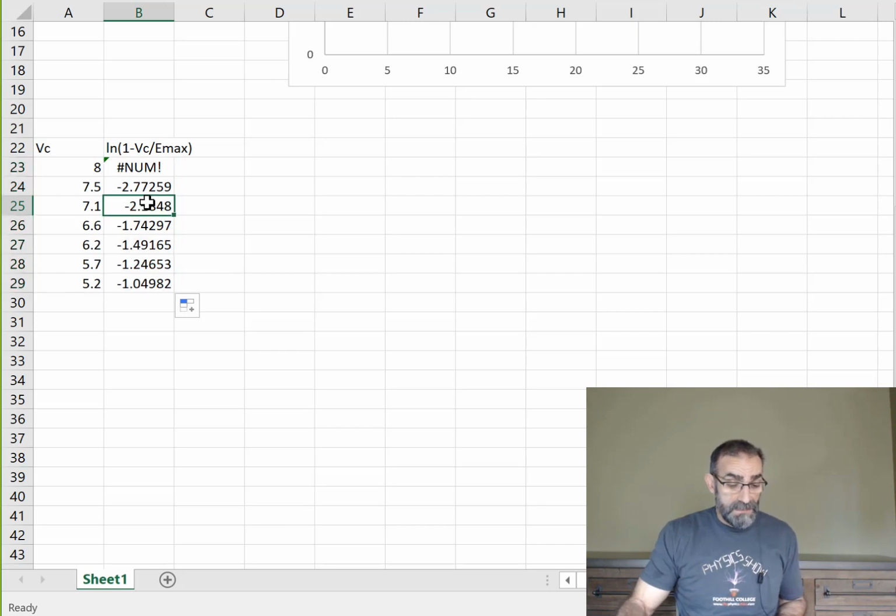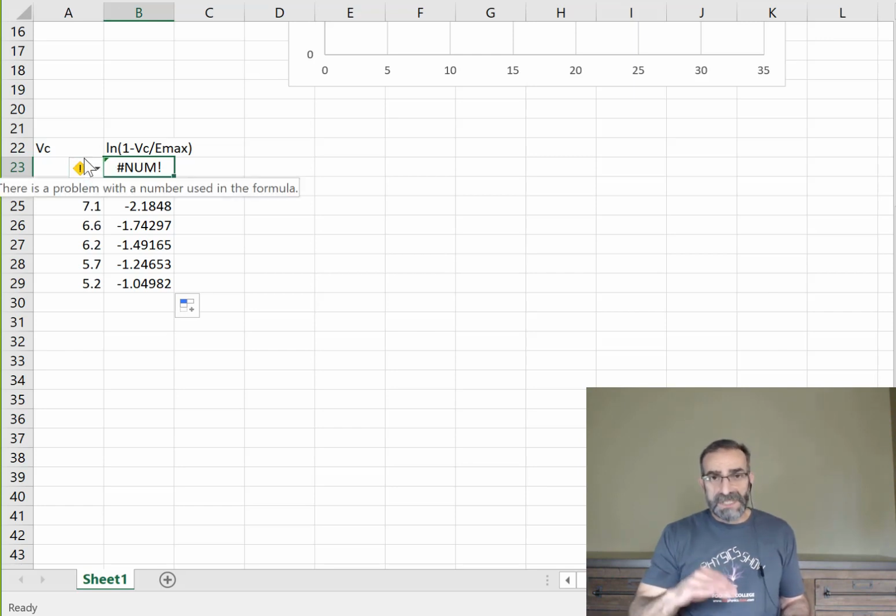The natural log of 1 minus V capacitor over V maximum, right? So you'd use that for the other situation where you have a charging capacitor. So you would never get to V maximum, so you're not going to have a 0. You're not going to have an undefined point. You start at V equals 0, and you keep going for about 5 minutes or so, 4 minutes, until you're up at a higher voltage, but not all the way to V maximum.